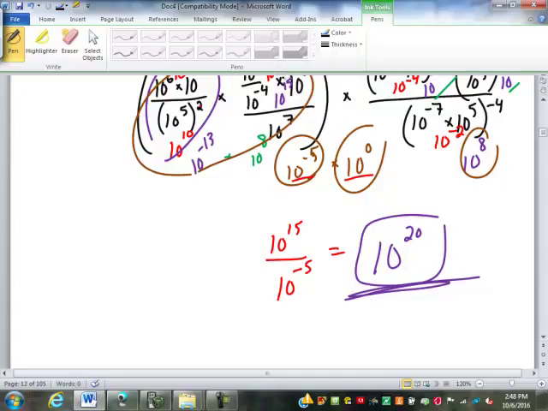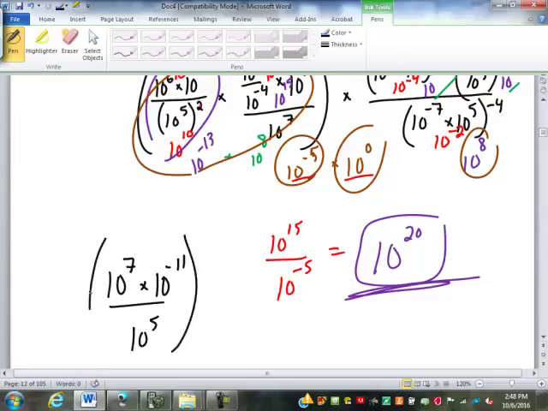On a test, it'll be a lot simpler. I would never have more than like 3 or 4 steps on a test. You know, maybe on a test, I'd have something like this. That's about as far as I'd ever go on a test or something like that.